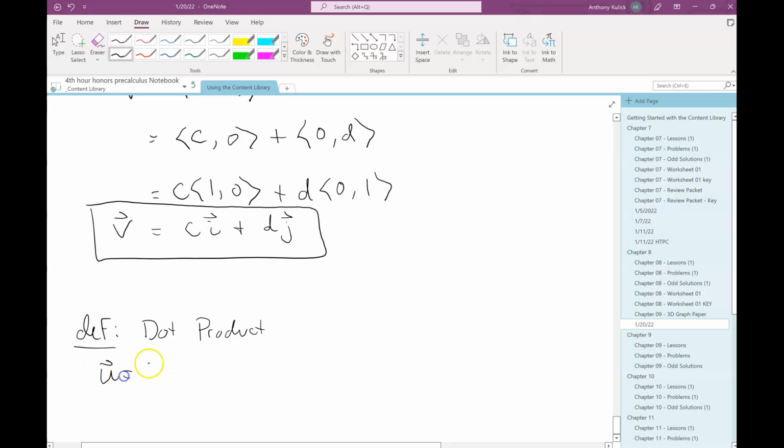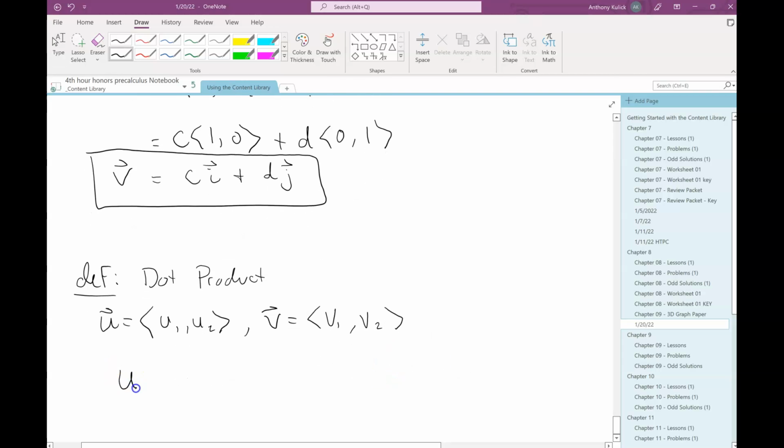So if we have the vector u, represented by u1, u2, and the vector v, represented by v1, v2, we'd say the dot product between u and v is the product of u1 times v1 plus the product of u2 times v2.